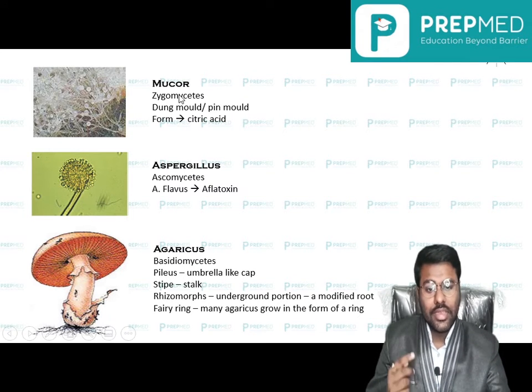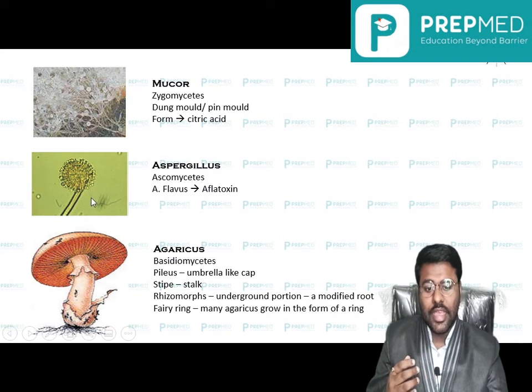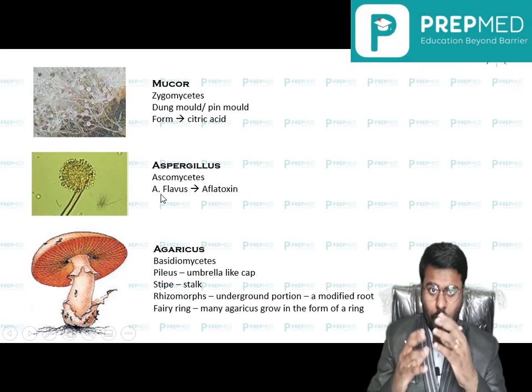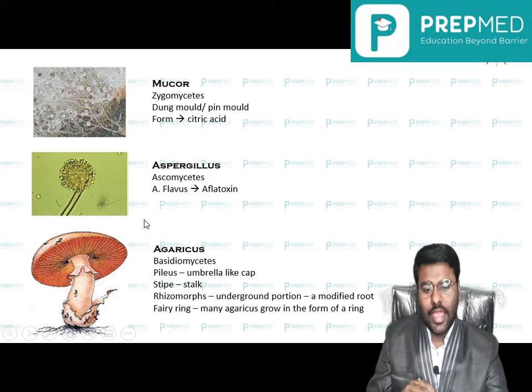Coming to slide number 3, where we deal with some fungi like Mucor. What is the class? Zygomycetes. They form citric acid, and the common name is dung mold or pin mold. Coming to the next image, this is the Aspergillus. What is the class? The class is Ascomycetes, and Aspergillus flavus forms a toxin. It's called aflatoxin.